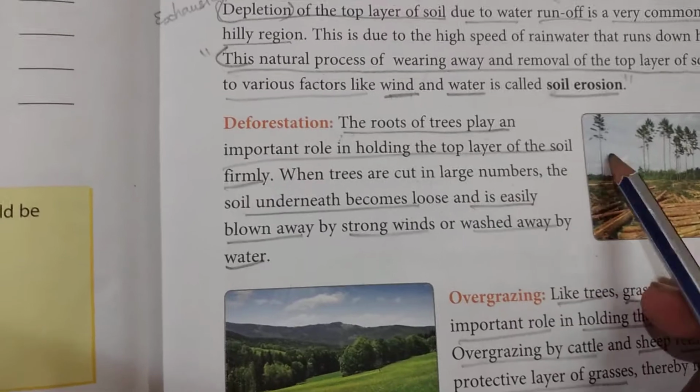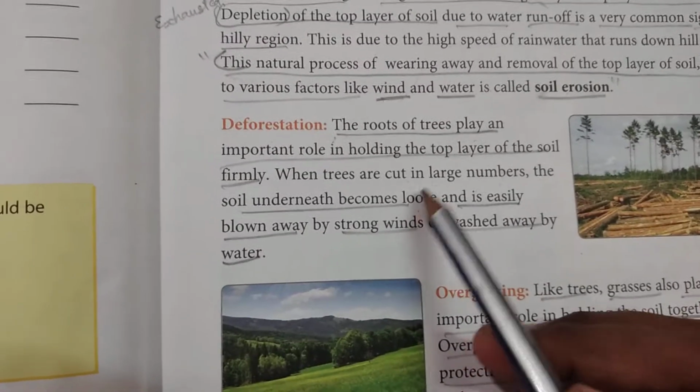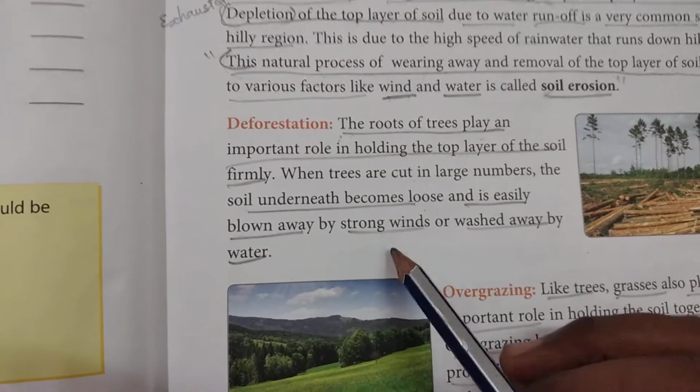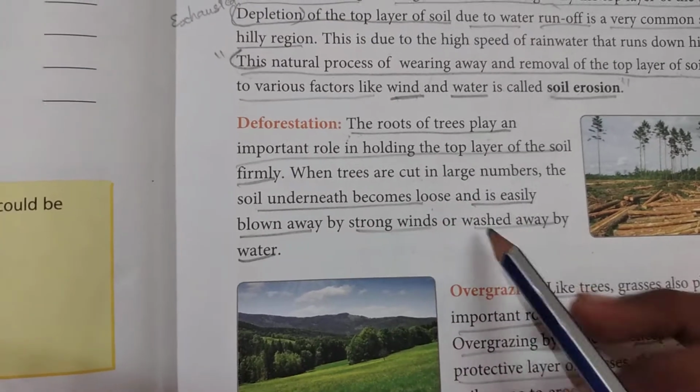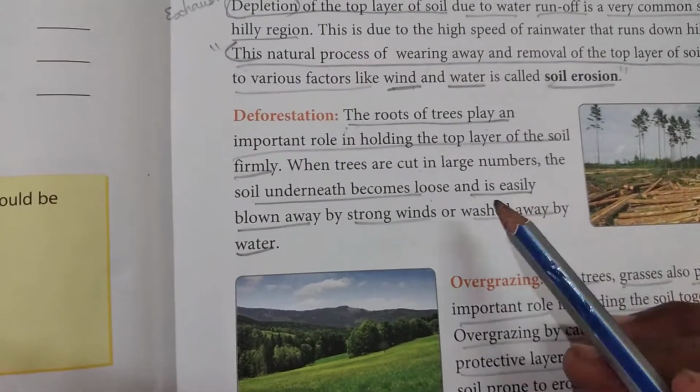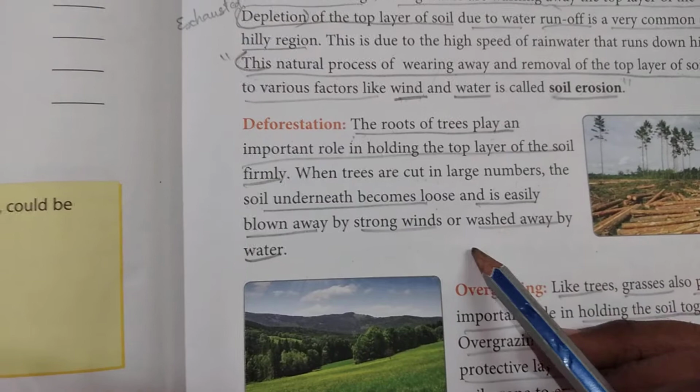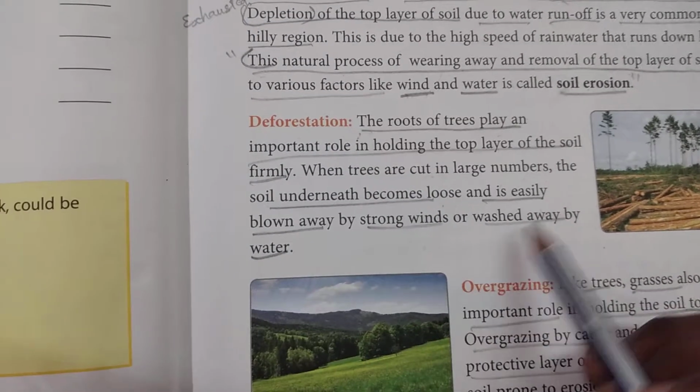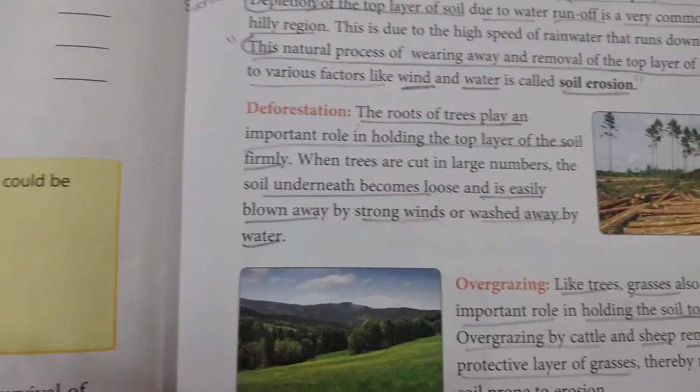When the trees are cut down, the soil under the earth's surface where the tree grew becomes loose and is easily washed away by strong winds or by water. That is known as deforestation.